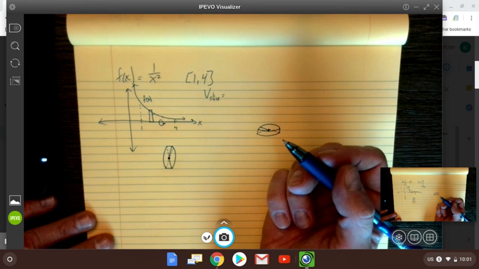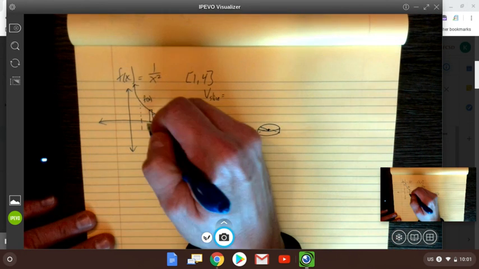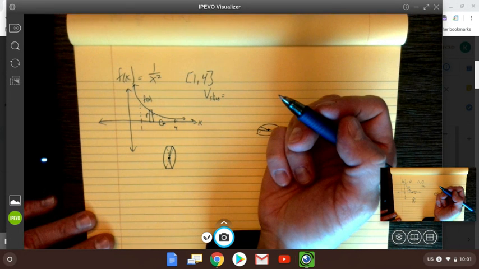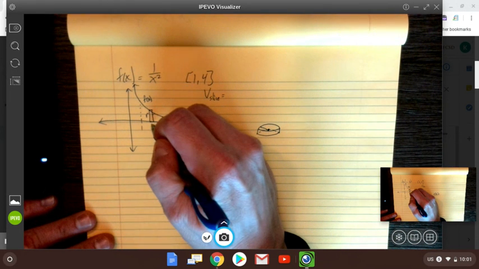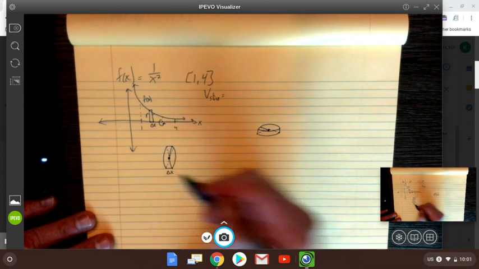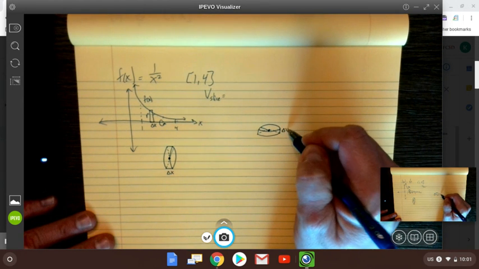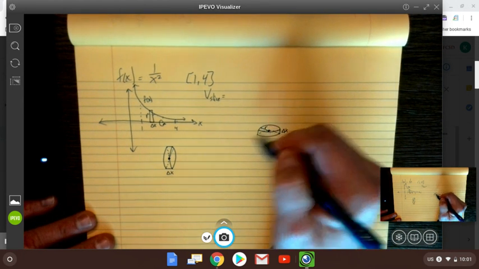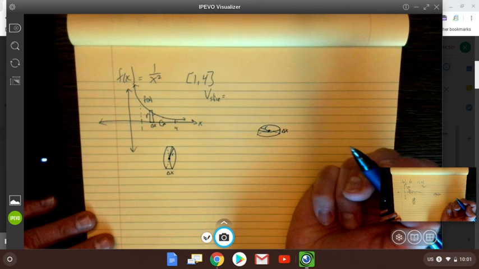So now let's just try to get some pieces. The radius is clearly the height of the rectangle. The height of the cylinder is the base of the rectangle. We're going to call that delta x. So if I drew it on all of these pieces here, this is what we're talking about.